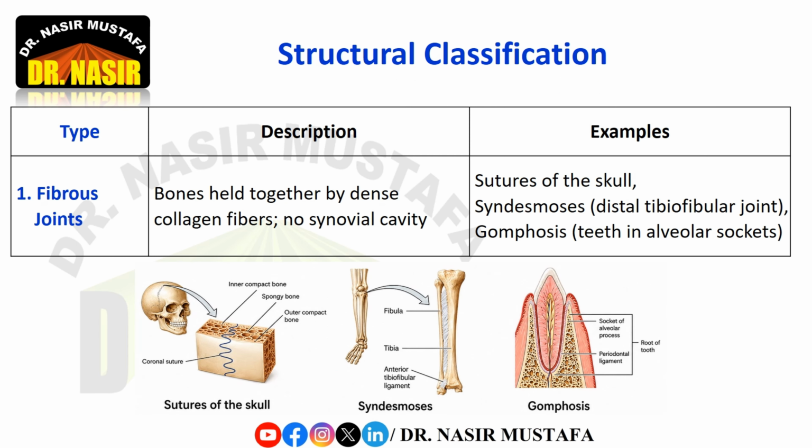Fibrous joints are joints where bones are held together by dense collagen fibers, and they do not have a synovial cavity. Movement in these joints is very limited or absent. Examples include sutures of the skull, syndesmoses such as the distal tibiofibular joint, and gomphoses, which are the teeth held in the alveolar sockets of the maxilla and mandible.